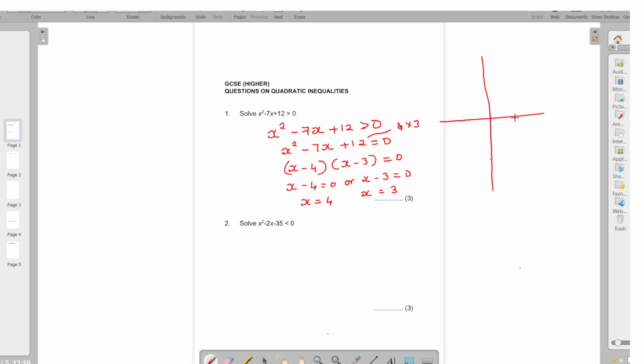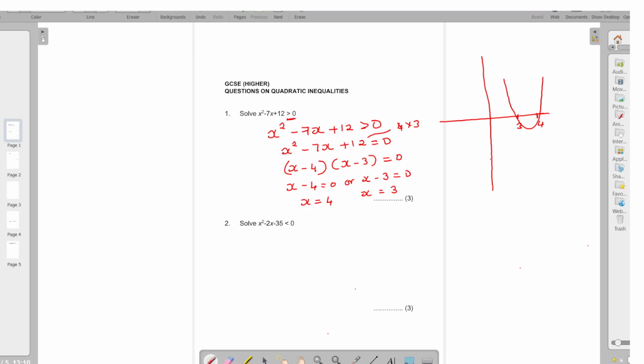So let's take this as 3. Let's take this as 4. So how would the graph go? The graph would go like that. It's a parabola graph. x squared graph is a quadratic graph, a parabola shape. But in the inequalities it says this is greater than 0.